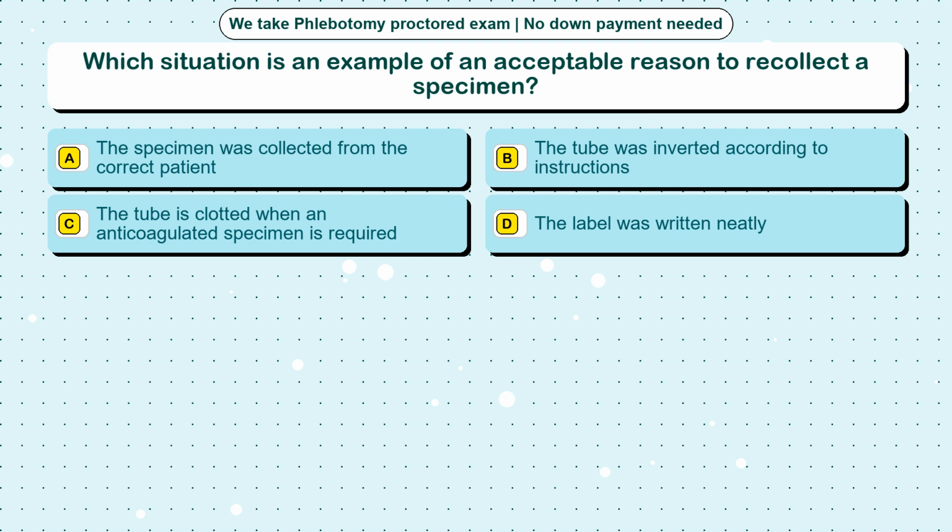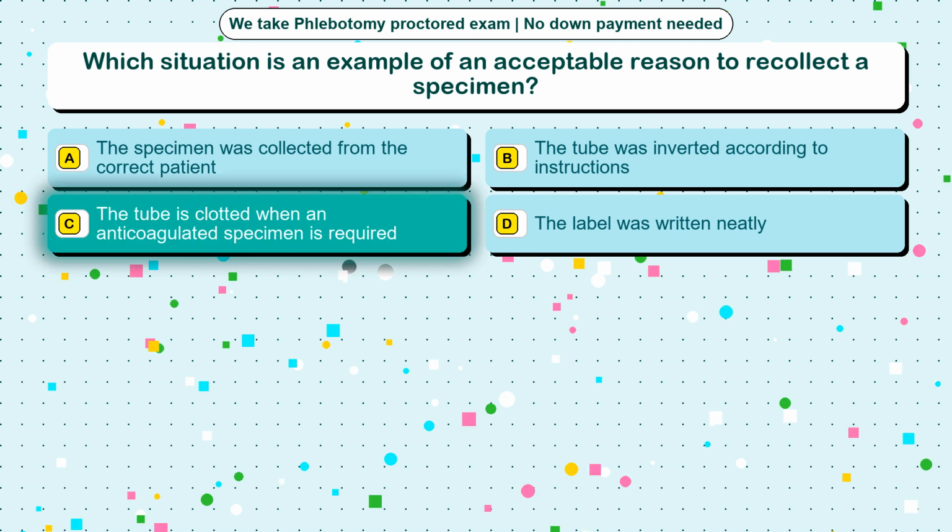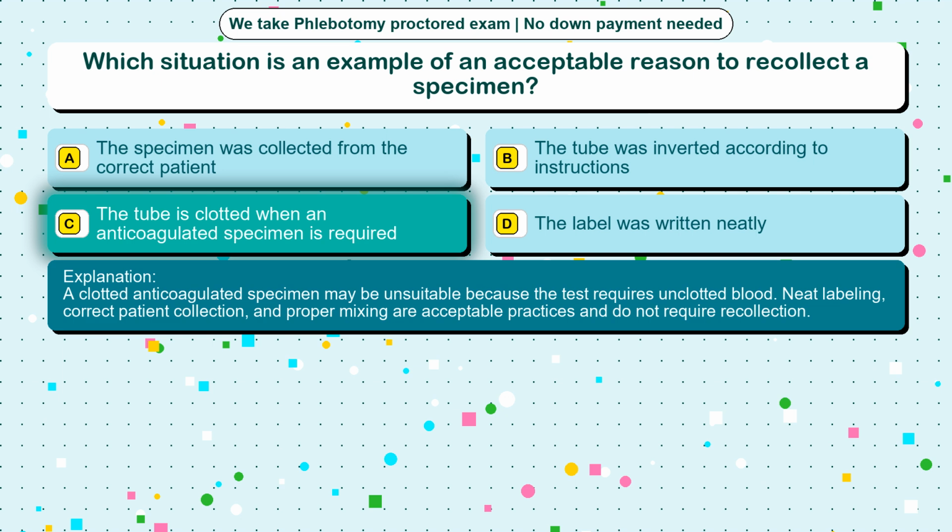Option C. The tube is clotted when an anticoagulated specimen is required. Option D. The label was written neatly. The correct answer is option C. The tube is clotted when an anticoagulated specimen is required. A clotted anticoagulated specimen may be unsuitable because the test requires unclotted blood. Neat labeling, correct patient collection, and proper mixing are acceptable practices and do not require recollection.